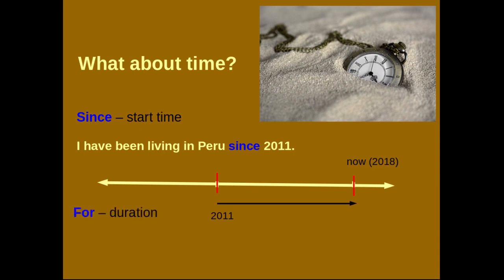We also use for to express duration. For example, I have been living in Peru for 7 years. Remember, from 2011 to 2018 is 7 years. So since is to indicate the start time, and for is to indicate the duration, 7 years.